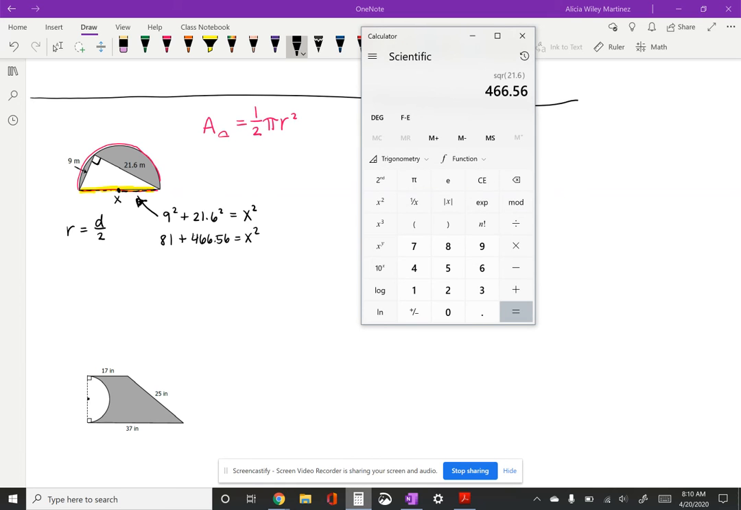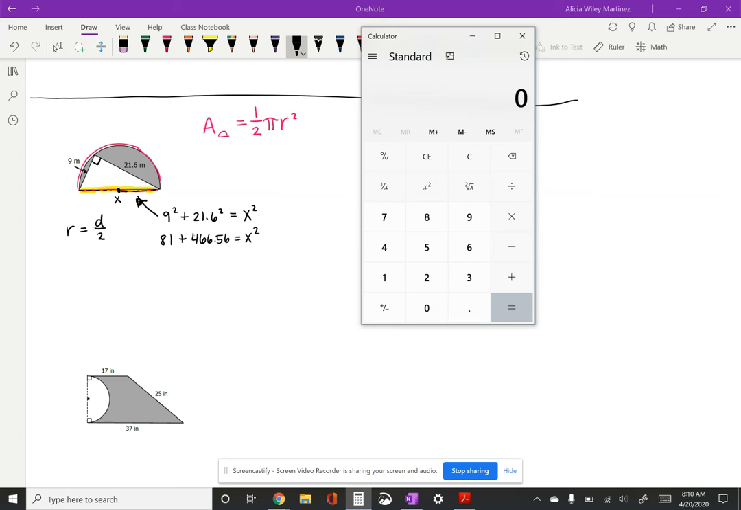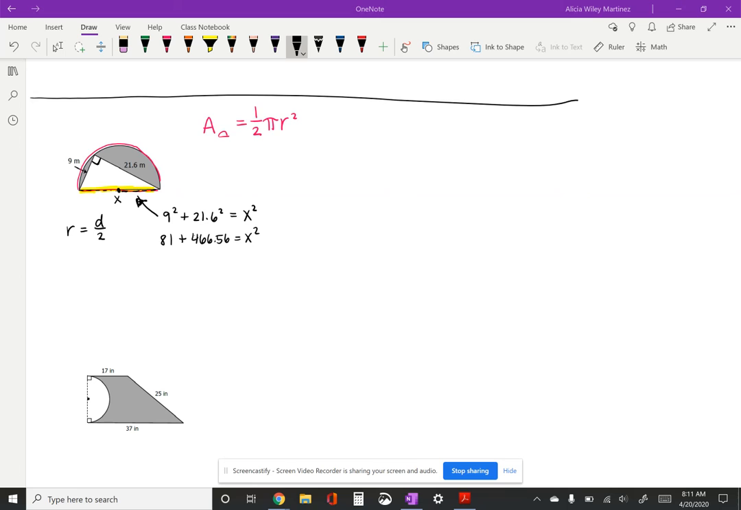Okay, let's do 466.56 plus 81 equals square root of, that's not right, I did something wrong. My decimal got messed up. 466.56 plus 81 equals the square root of, 23.4. So x is 23.4. So that is the value of your diameter.